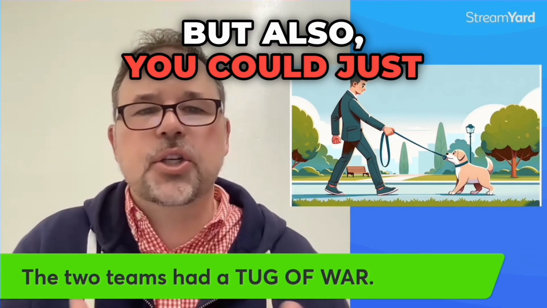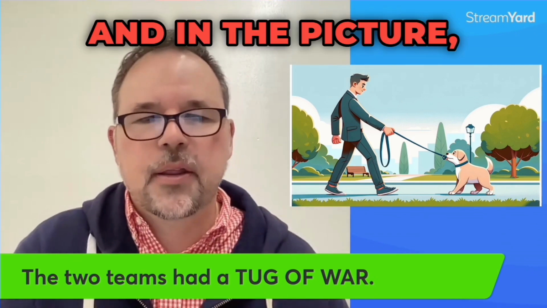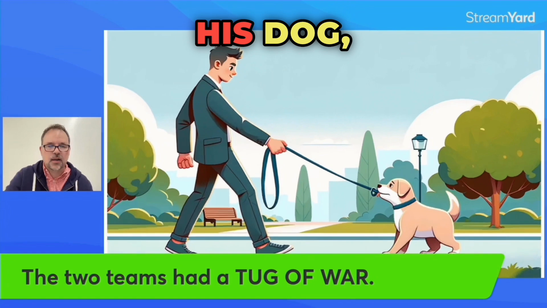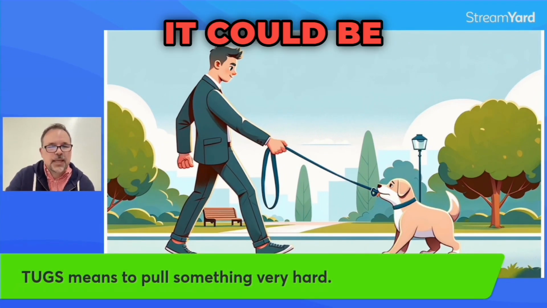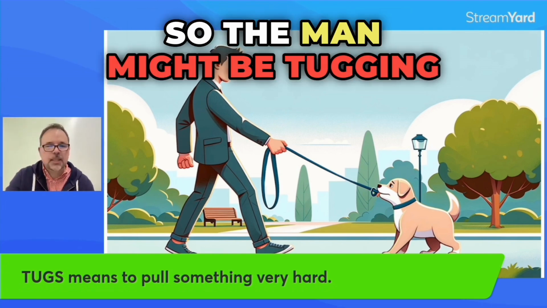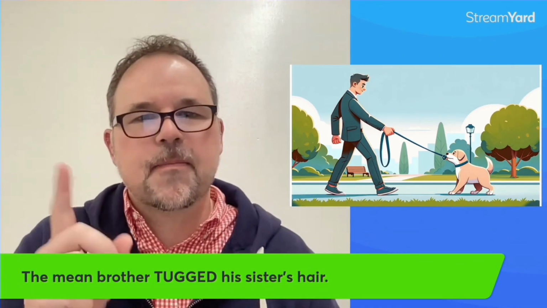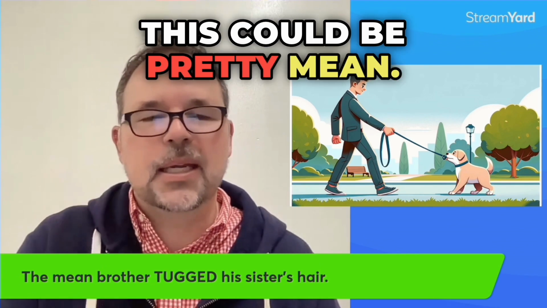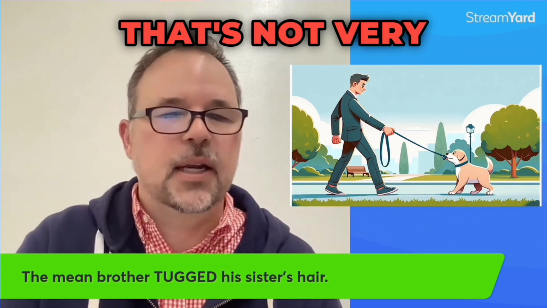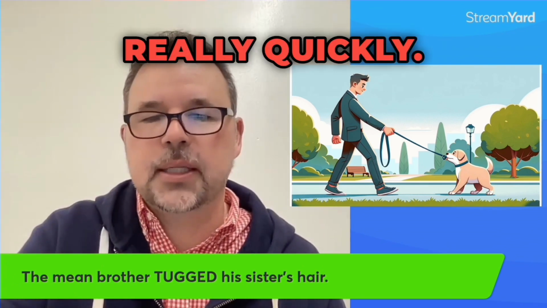We call that tug of war. But also, you could just use the verb tug, meaning to pull something very hard. And in the picture, there is a man with a leash in his hand, and it looks like he's walking his dog. But it could be that that dog doesn't want to move, so the man might be tugging on the rope to get his dog to move. Tug. Also this could be pretty mean. The mean brother tugged at his sister's hair. Well, that's not very nice. But that English verb tug means to pull on something really quickly.